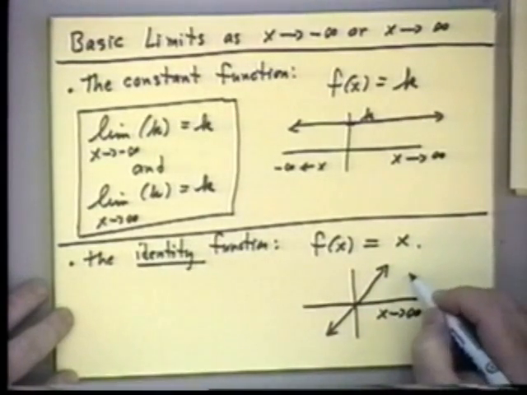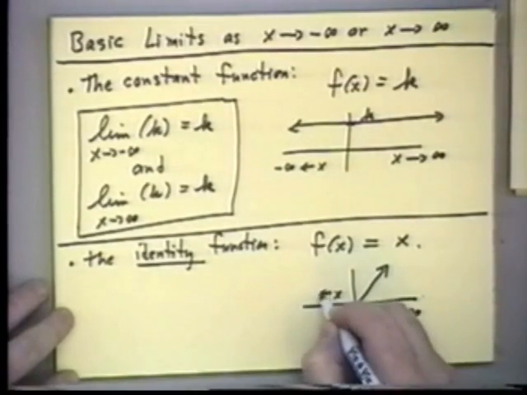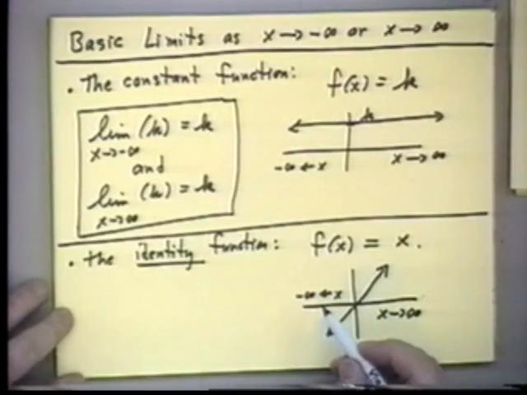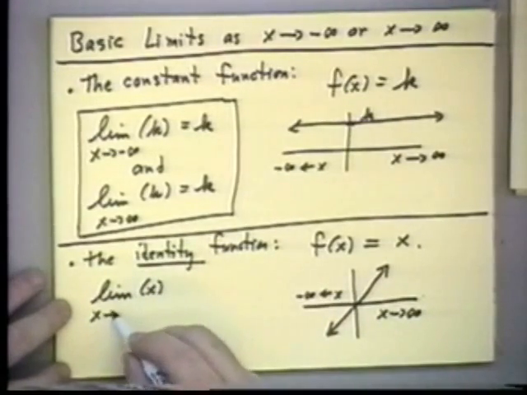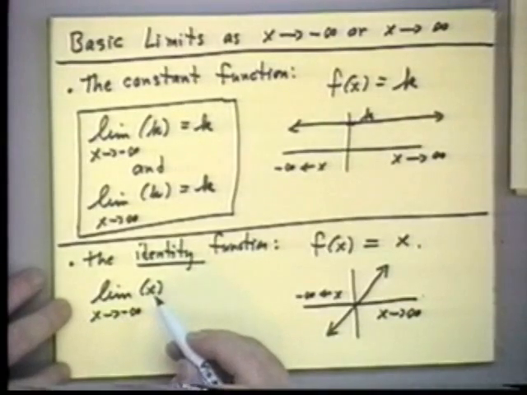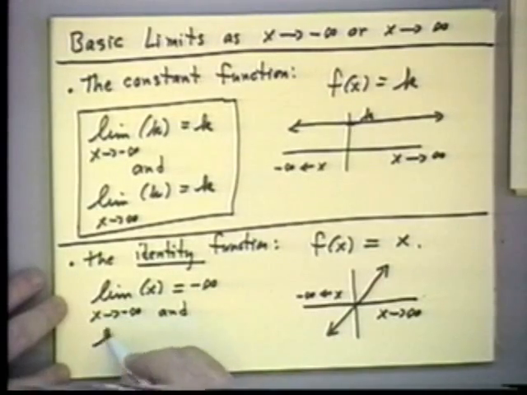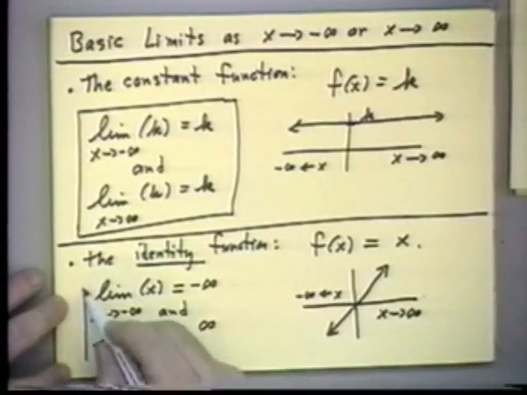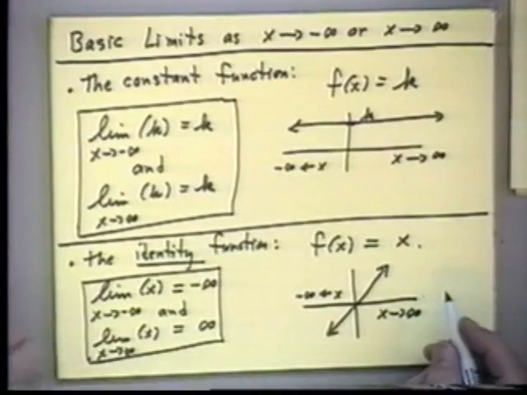And as x goes to infinity, we can see that this function is going upward to infinity, just as x is. And as x goes to negative infinity, we see that the function is going downward to negative infinity, just as x is. So that tells us, as if you couldn't guess, as x goes to minus infinity, what does the function x go to? Well, minus infinity, of course. And the limit of x as x goes to infinity equals infinity, likewise. So this was another one that's easy. Well, of course, these are called basic limits, so we expect them to be easy.